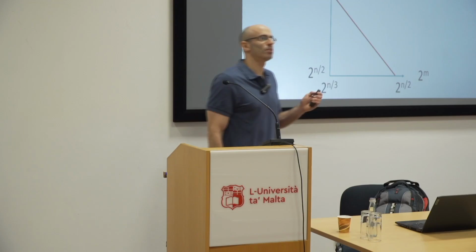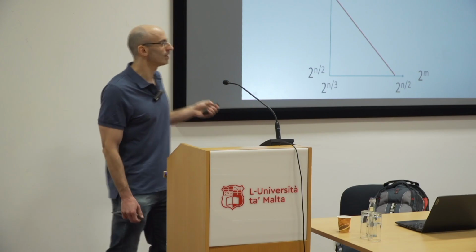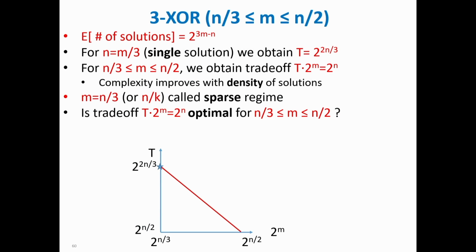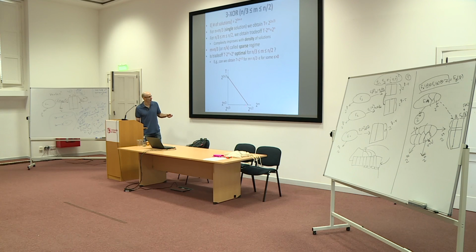And now we ask the following natural question. Is this trade-off optimal? Can you go below this line? That's the question that we're going to ask. In particular, for example, can we obtain 2 to the n over 2 time, but with domain size less than n over 2? Can we push this point to the left? Can we do it? That's an interesting question to ask.